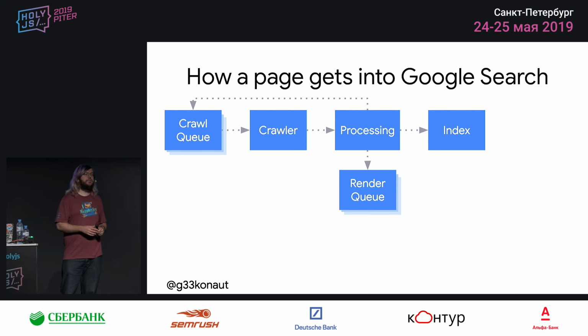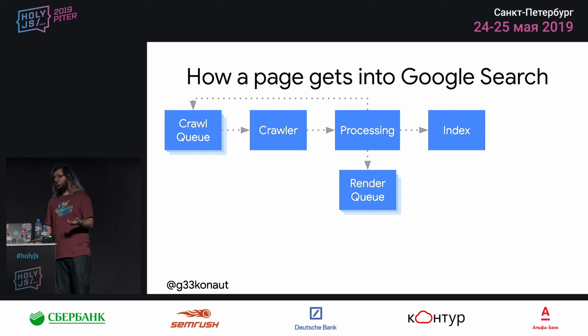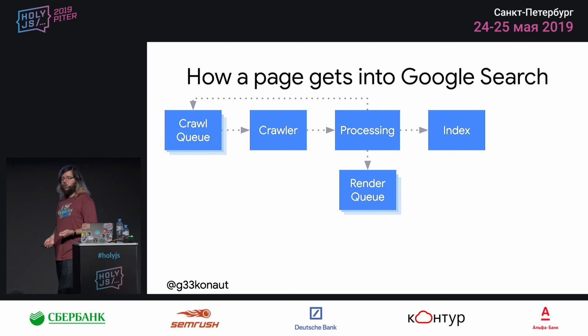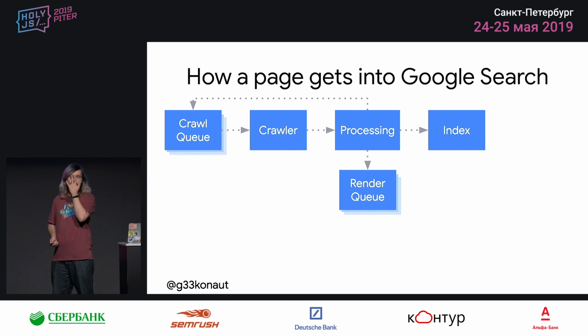We put the HTML into the render queue because we have to render your page. Now, the web is big. Google Search knows more than 130 trillion pages. So obviously we can't open 130 trillion browser tabs in one go. So we have to stagger that out a little bit.